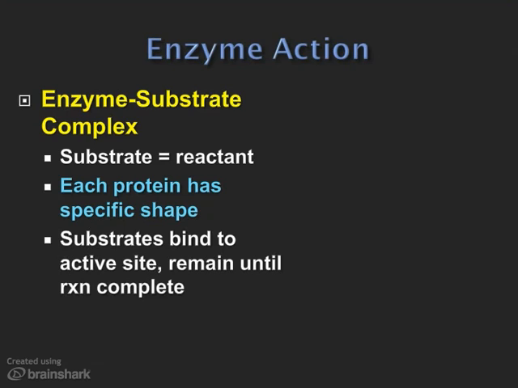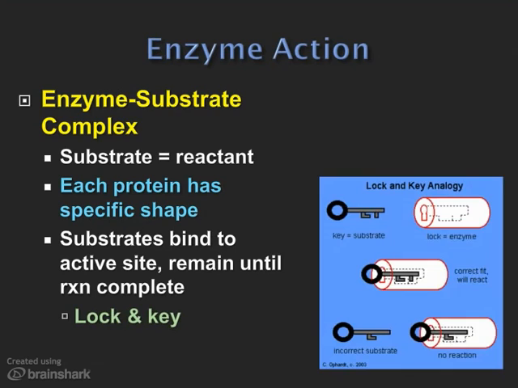A good comparison that will help you understand how this works is to think of a lock and a key. Okay, only one specific key will fit into a lock and make that lock open. Sometimes there's a key that goes into the lock, but it doesn't click all the tumblers, so it won't open the lock. So that would be an enzyme that doesn't work. Okay, so a key is the substrate and the lock is the enzyme, and when you have the correct key and the correct enzyme, it works.